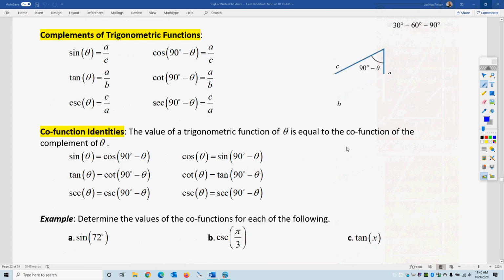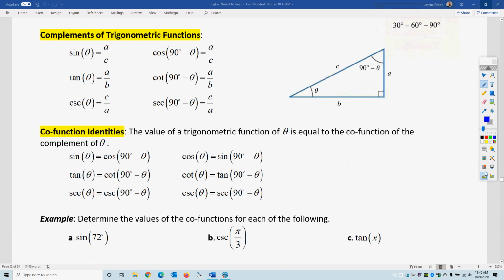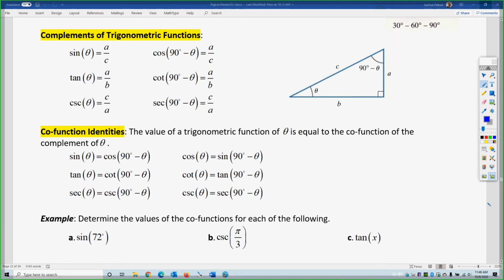Okay, so we have some special relationships here, given that it's a right triangle. If it's not a right triangle, then it's not true. But in this case, it is true for right triangles. So you take any angle, and 90 minus that angle will give you its complement. For example, if I did sine for this angle, the sine of theta is going to be the opposite over hypotenuse, which is a over c.